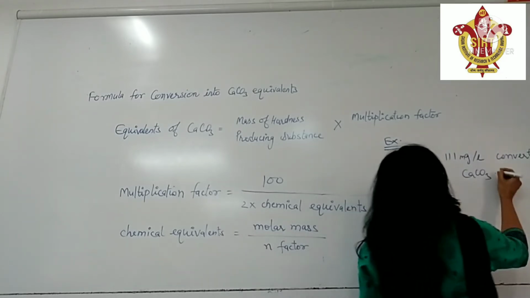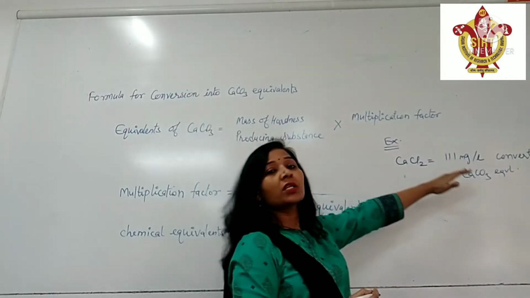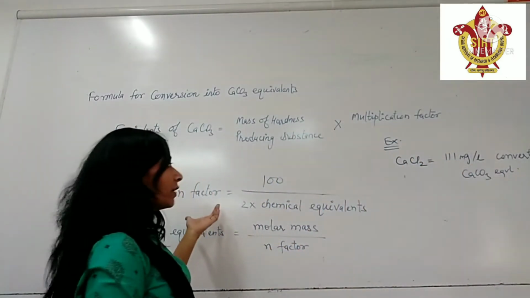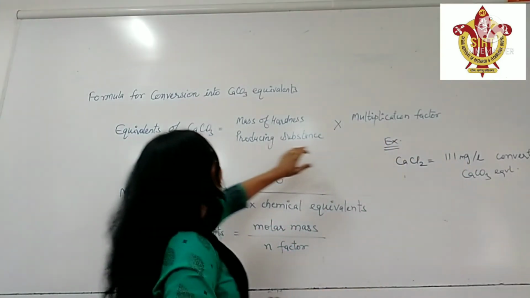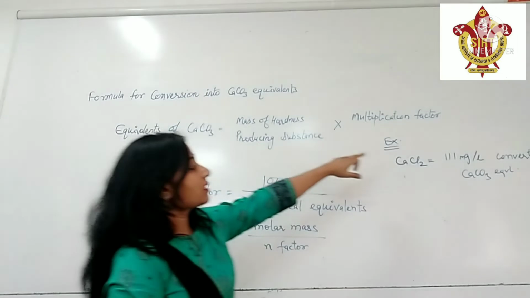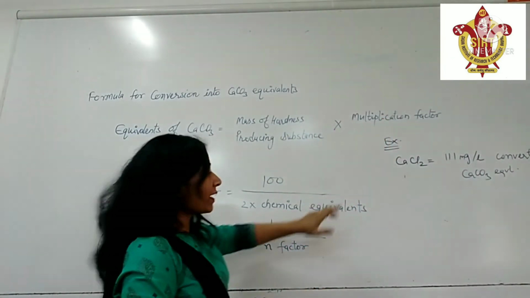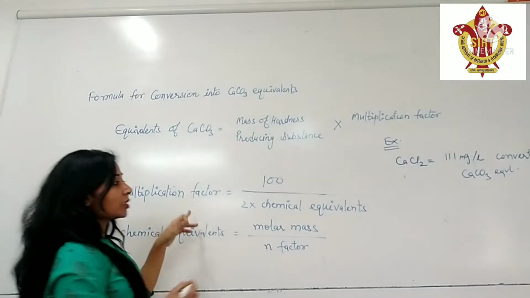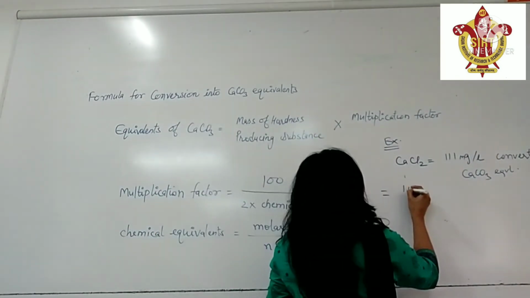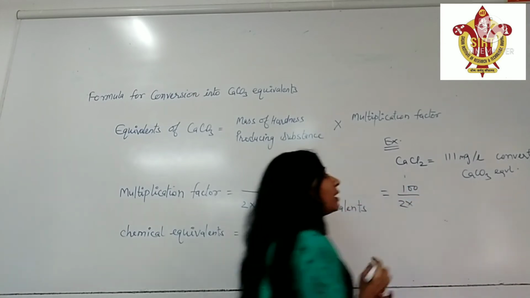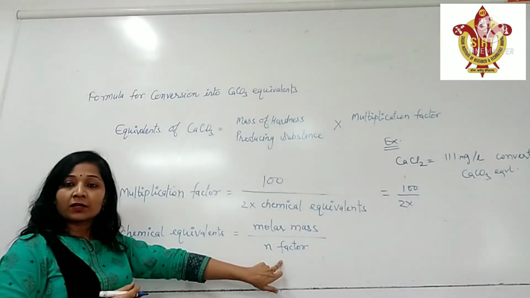So for conversion of this value into CaCO3 equivalents, we use this formula here. The mass given in the question is 111 milligrams per liter. So the mass of hardness producing substance is 111 milligrams per liter into multiplication factor. To find the multiplication factor, we use this formula: 100 upon 2 into chemical equivalent, where the chemical equivalent of CaCl2 is its molar mass upon N factor.